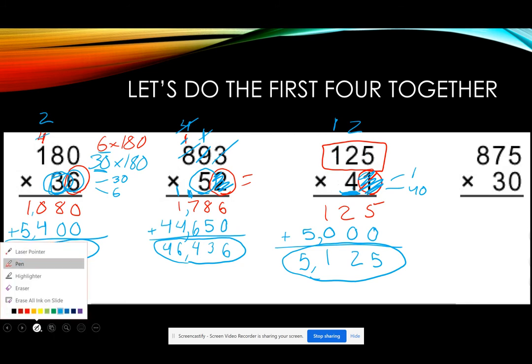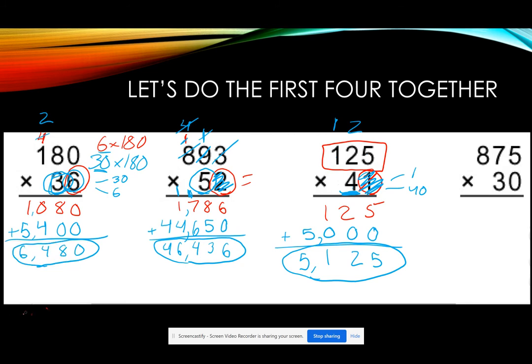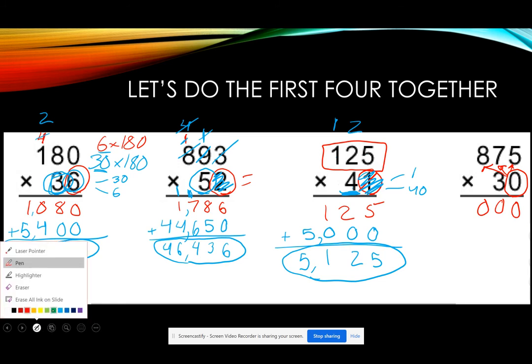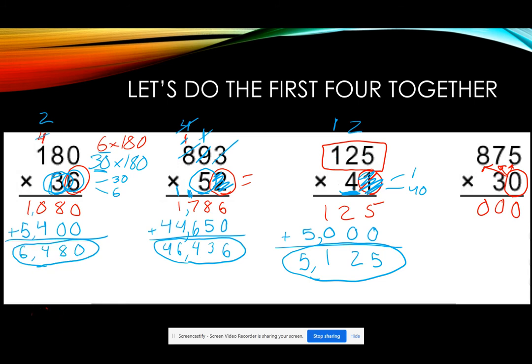All right, we have one more that we're going to do together before I let you guys complete the rest of the worksheet on your own. We have 0 times 5 to start out. Well, I know that 0 times all these numbers is going to give me just 0, right? And now I'm going to do 30 times 875, or put my placeholder there of 0 just like I have before, and now do 3 times 875.